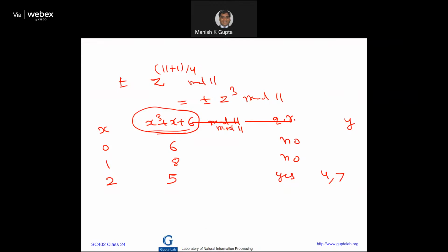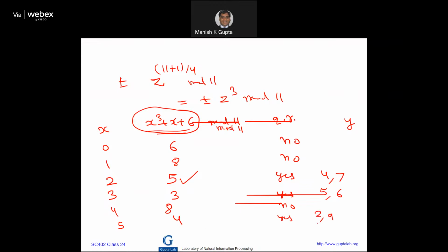So what is 4 square? 16, right? 16 modulo 11 is 5. We are getting this value on the right hand side. Similarly, the other one is 7. So whenever there is a quadratic residue, we can find the values, right? Go to the next one. x equal to 3, this value is 3 here. Is it a quadratic residue? Yes. And those values are 5 and 6. For x equal to 4, it is 8. Quadratic residue? No. For 5, the value is 4. Quadratic residue? Yes.